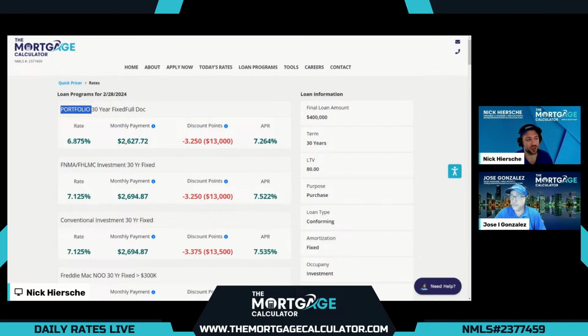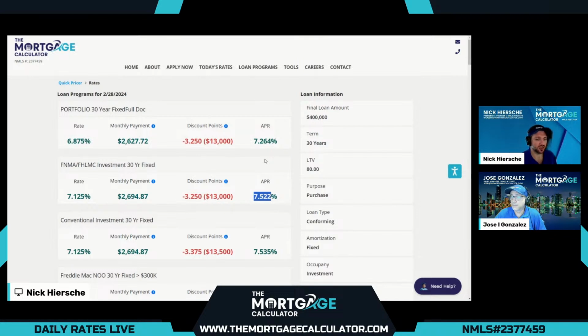So you see this option with no loan level price adjustments at 6.875 rate for 3.25 discount points at cost for a final APR of 7.264. And the first true conventional, Fannie Mae, Freddie Mac, either or, is at 7.125 rate for 3.25 discount points and cost, puts that final APR at 7.522, and that includes all the conventional loan level price adjustments.